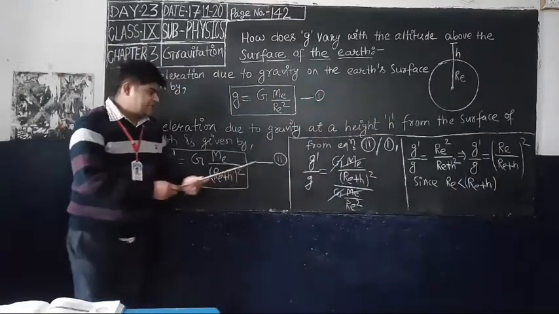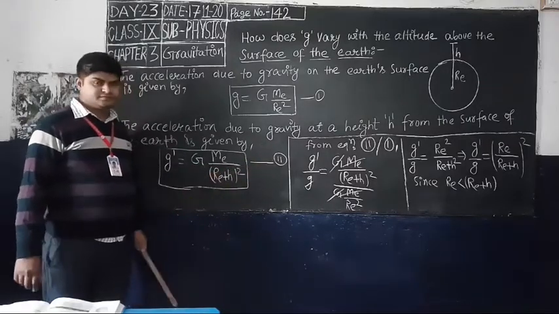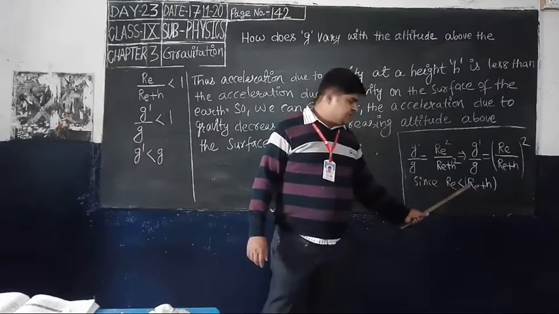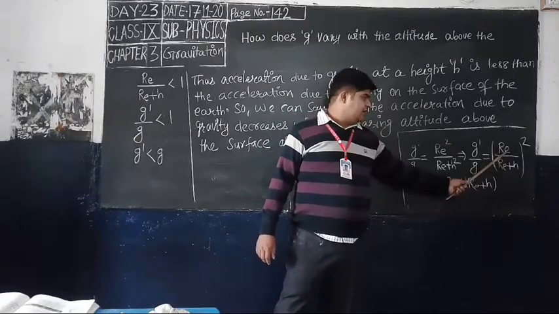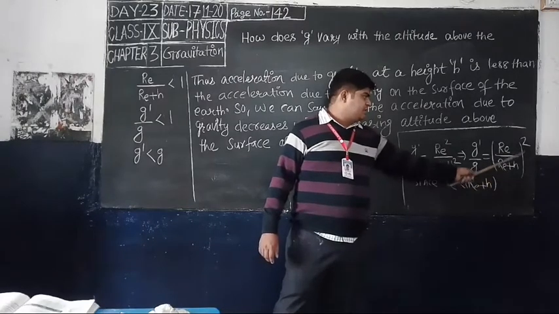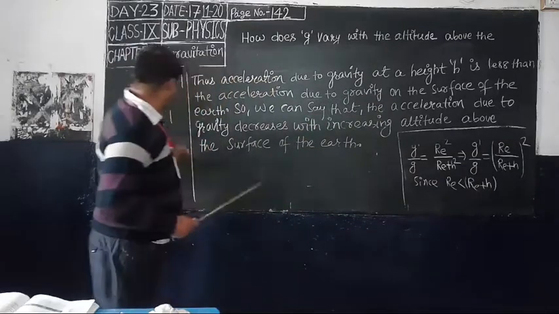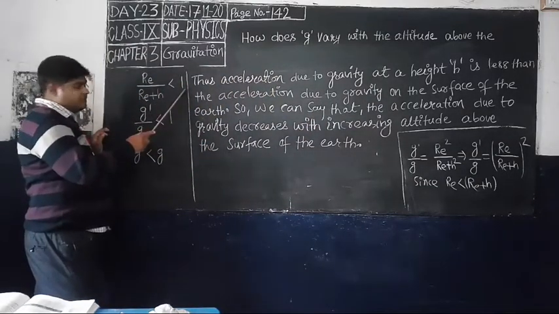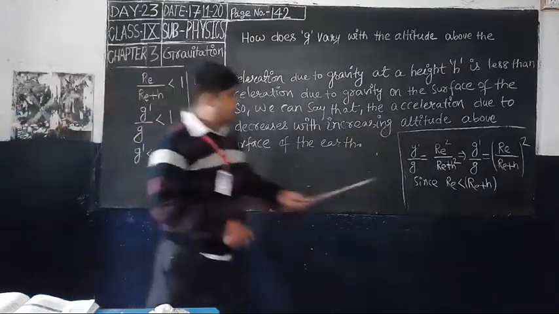So we can say that since R_e is less than R_e plus h, students, that means the numerator is less than the denominator. So this fraction becomes less than 1. Okay, so we can write here R_e by (R_e plus h) is less than 1.